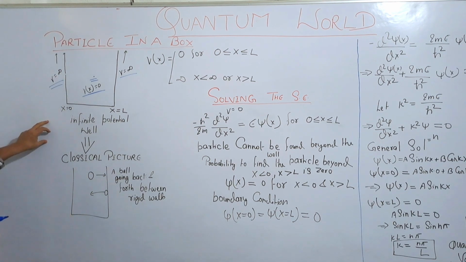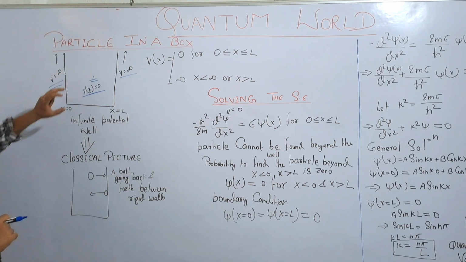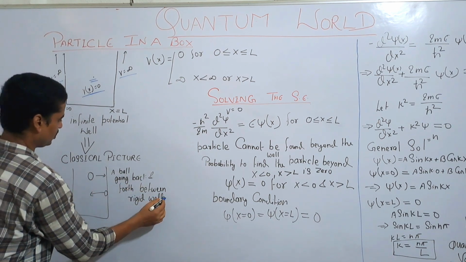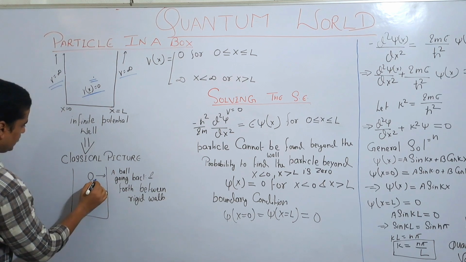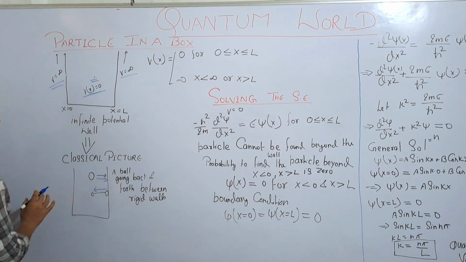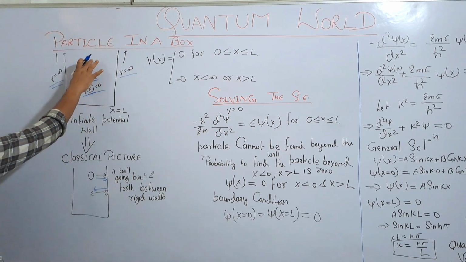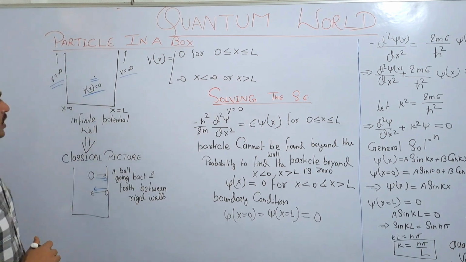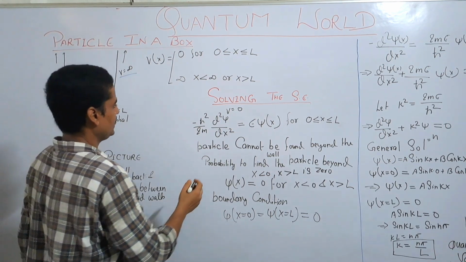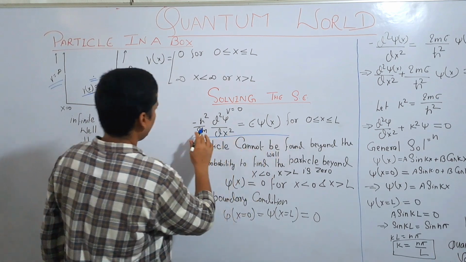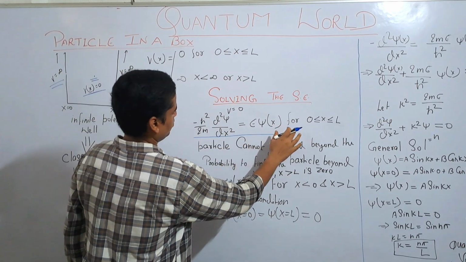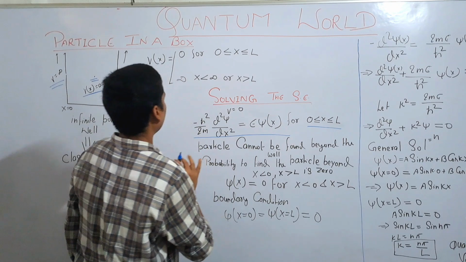We can imagine this situation as in the classical picture, a ball going back and forth between these rigid walls. This is equivalent to a particle in this infinite potential well. So in the well, potential is 0. So we can write the Schrödinger wave equation minus h bar squared over 2m d²ψ/dx² equal to Eψ(x) for x between 0 and L.